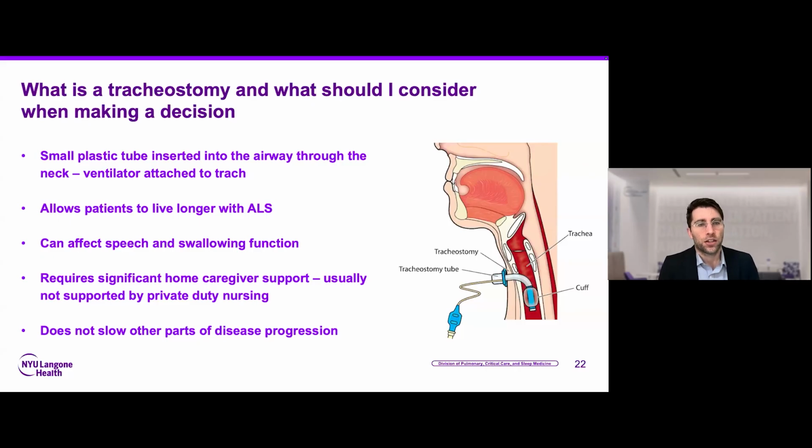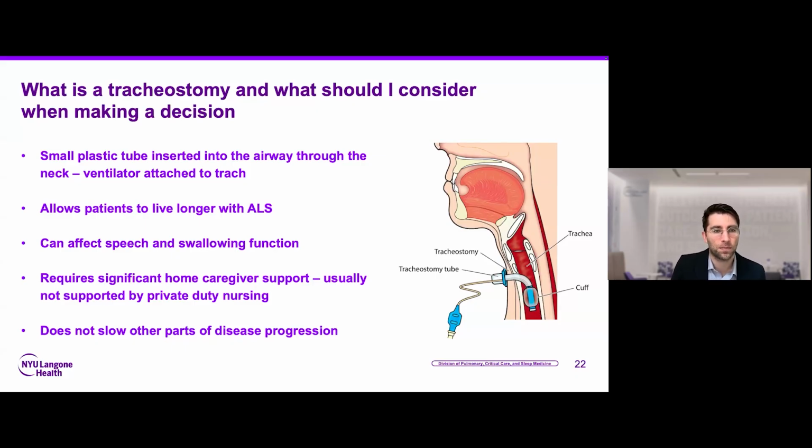Okay. What about a tracheostomy? This comes up frequently, as you might imagine. So, a tracheostomy is a small plastic tube that's inserted through the skin in the neck into the trachea, the airway. And then that device, the plastic tube, can be attached to the ventilator. So, that's then what we call invasive mechanical ventilation if a patient is getting ventilated through the tracheostomy.